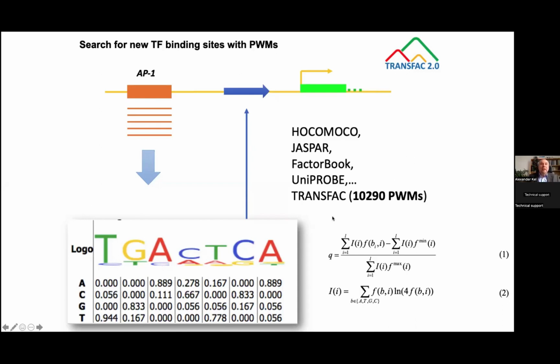And as you see, we are making our efforts in TRANSFAC to collect as many of those positional weight matrices as possible by integrating knowledge from many existing databases, from literature, which we are scanning, and by building these matrices ourselves. And the whole idea of those matrices is actually to find new binding sites in the genome. As I said, we still have to find them.